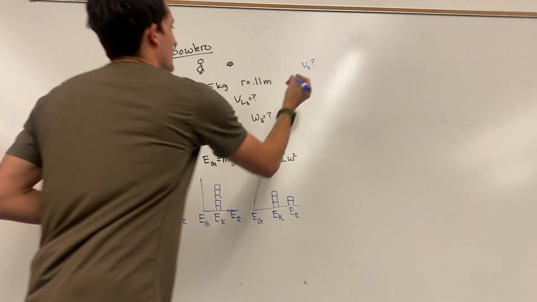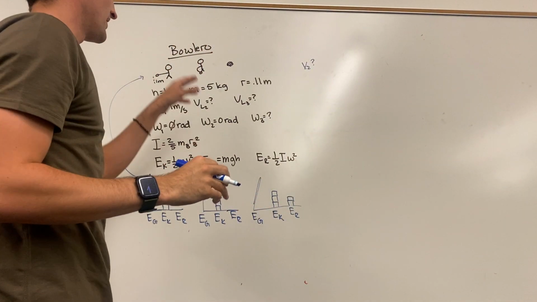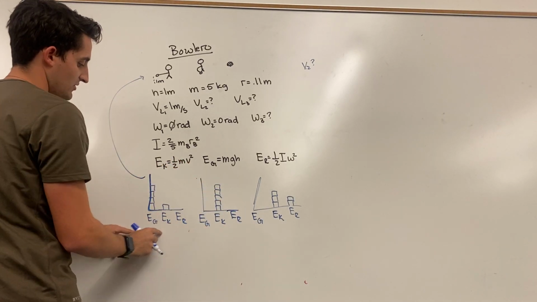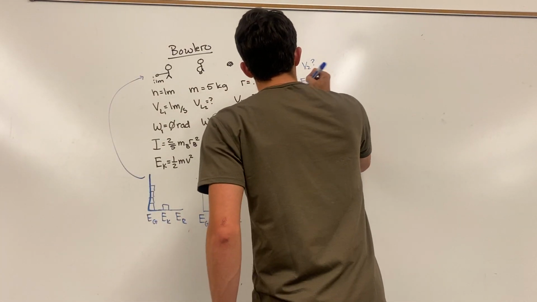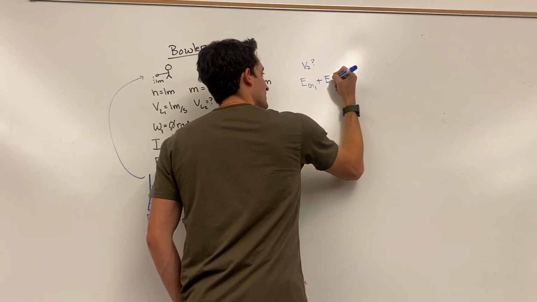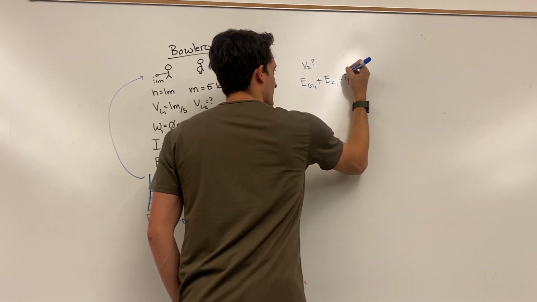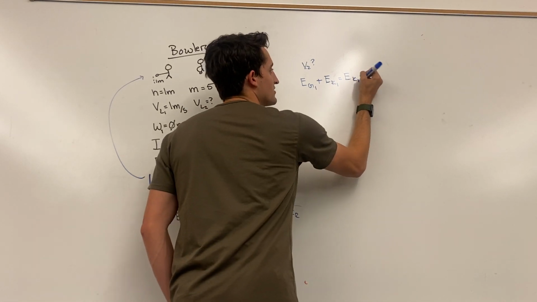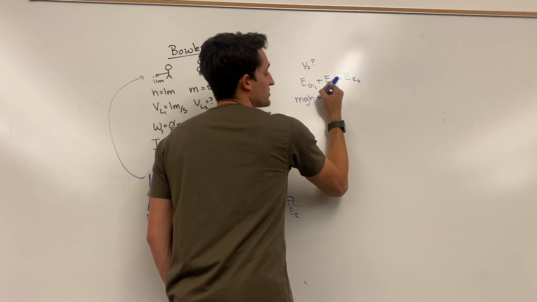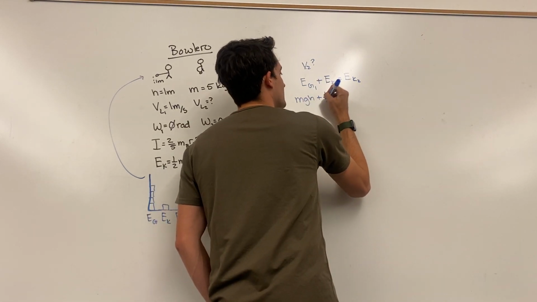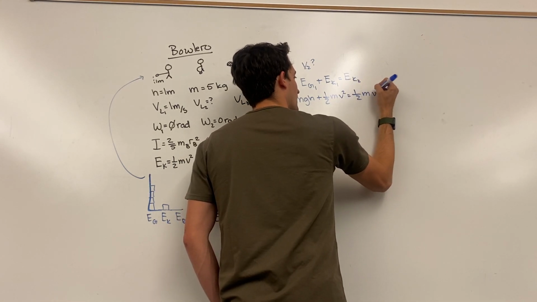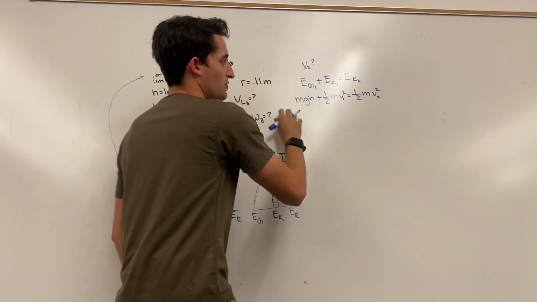So what can we do to find VL2? We can actually use this equation right over here with these equations. So let's do this one. So we have EG1 plus, oh no, EK1 is equal to EK2. What do we know about this? Let's actually get some values down, replacing the equations. So this is what we have so far.